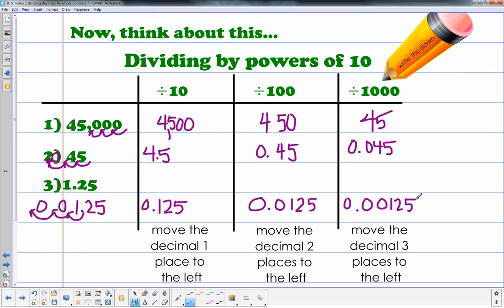All right, it's important to know that when you're dividing by 10, you're moving the decimal to the left. If we were multiplying by 10, we'd be moving the decimal to the right. You've got good notes, and when you're ready, press play so we can move on.